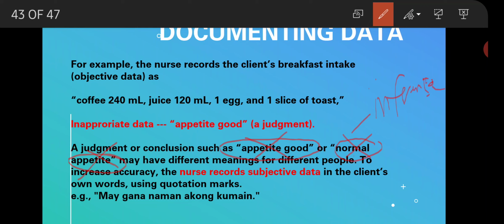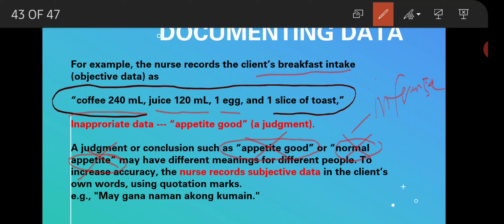So instead of noting that the client has a good appetite, what you can actually do is record the client's breakfast intake. That will be our objective data. For example, coffee of 240 ml, juice of 120 ml, 1 egg, and 1 slice of toast or 1 slice of bread.